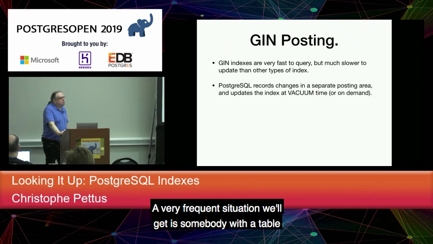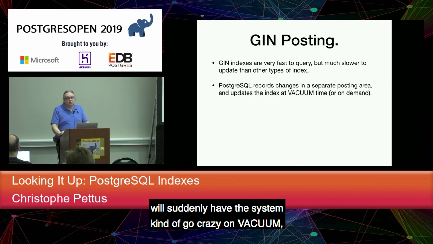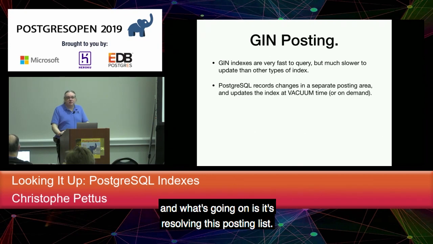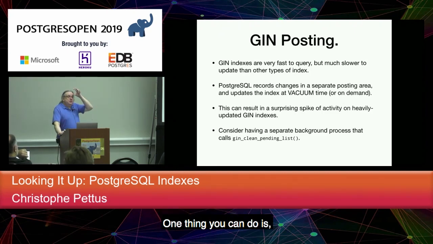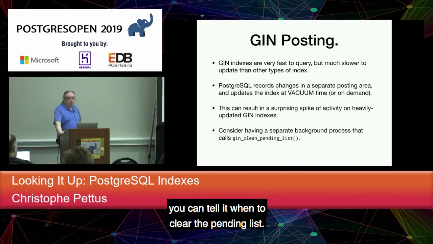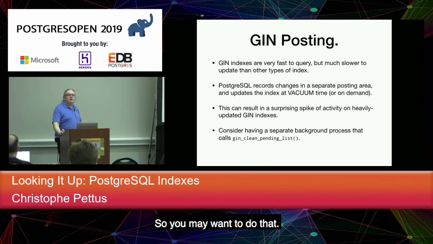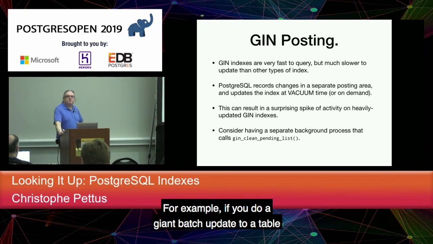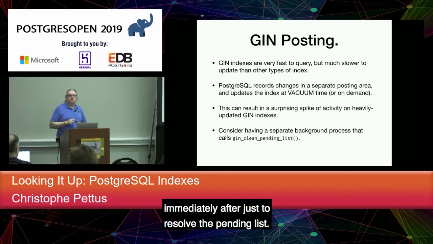A very frequent situation we'll get is somebody with a table with a very heavily updated GIN index will suddenly have the system kind of go crazy on vacuum. And what's going on is it's resolving this posting list. One thing you can do is you can tell it when to clear the pending list, the pending list and posting list, same thing, by calling a function. So you may want to do that. For example, if you do a giant batch update to a table that has a GIN index, you may want to call this function immediately after to resolve the pending list.